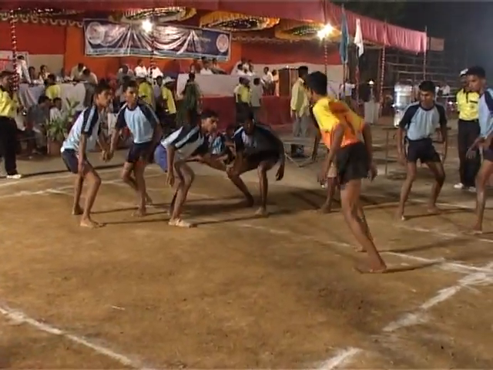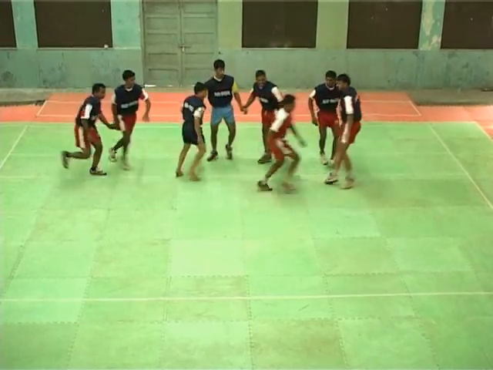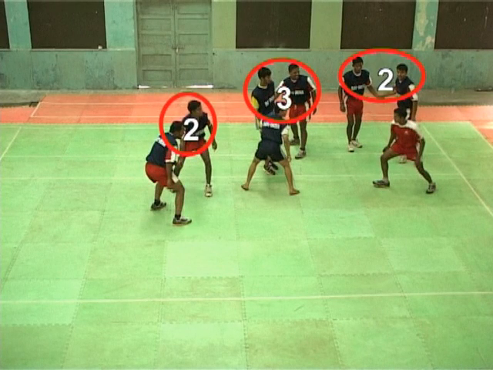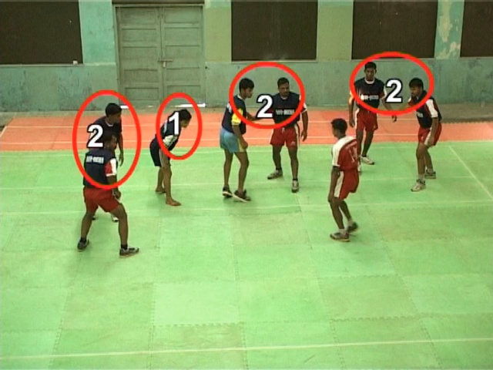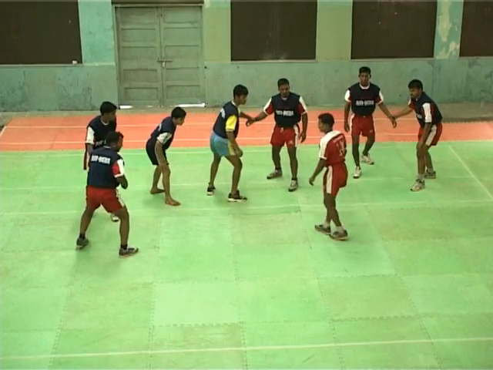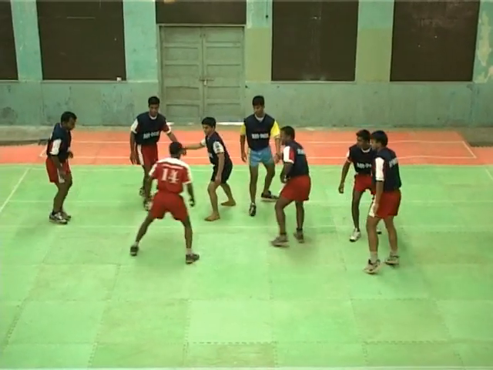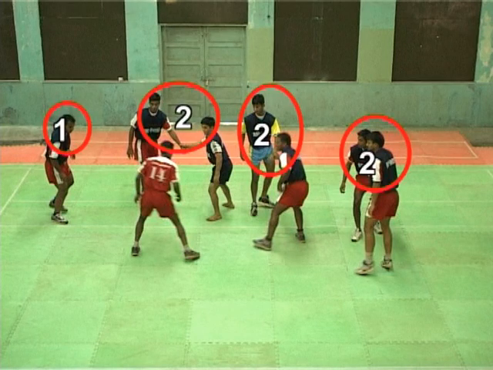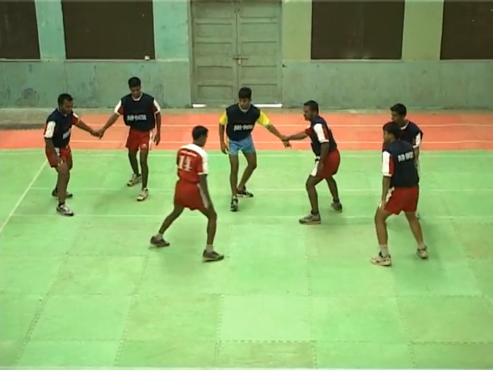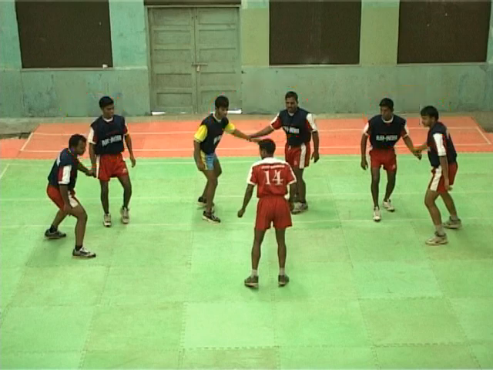When the entire team of 7 players is in the court, the defense should be placed in these formations. The 2-3-2 system. The 2-2-1-2 mobile system. The 1-2-2-2 system. When there are 6 players in the court, the formation should be the 2-2-2 system.